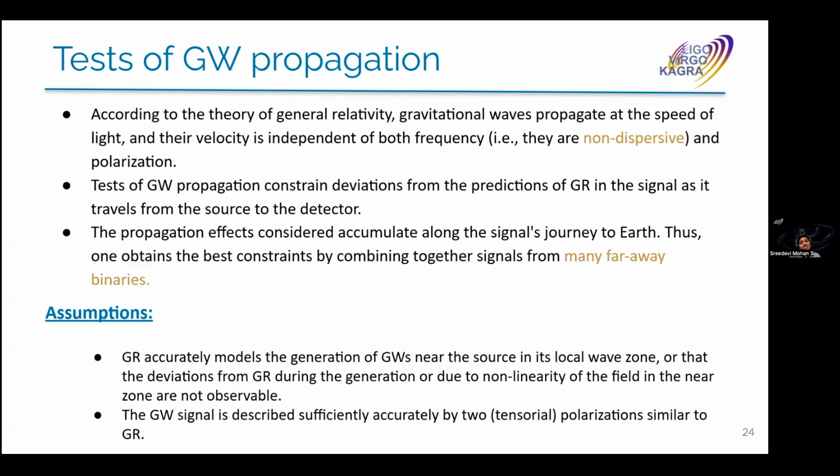which will lead to corrections in binary GR dynamics which will be less than of the order of 10^-22, which means it's a very valid assumption. The next assumption is that the gravitational wave signal is described sufficiently accurately by the two tensorial polarizations similar to GR. Next slide, please.